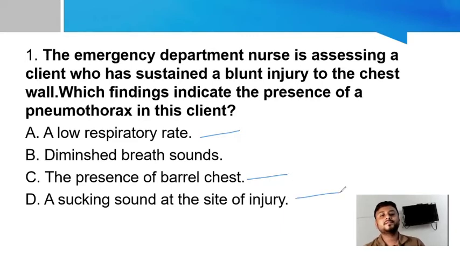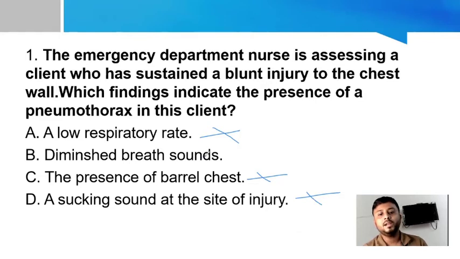Fourth one is a sucking sound at the site of injury. Actually, the sucking sound at the site of injury is mainly found during a penetrating injury to the chest. But here they mentioned a blunt injury. So we can eliminate the first point, the third point, as well as the fourth point.